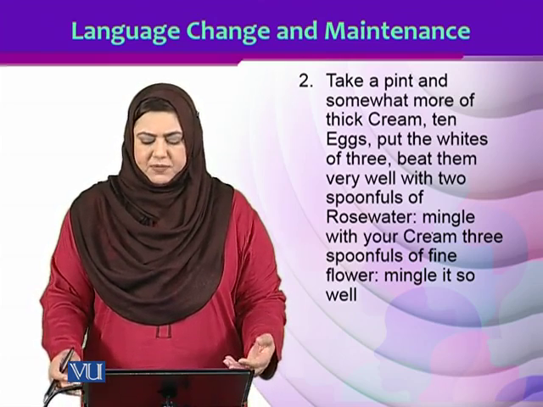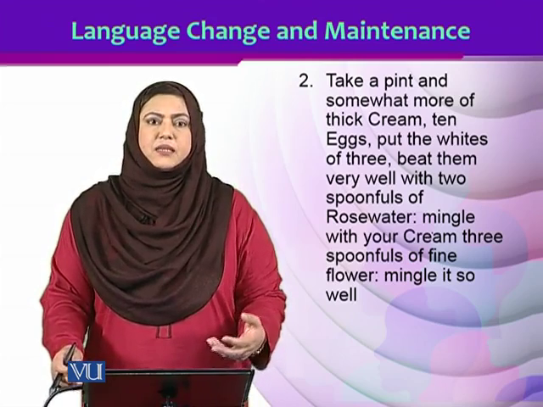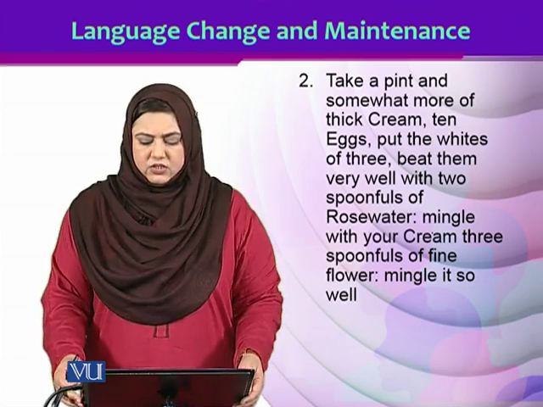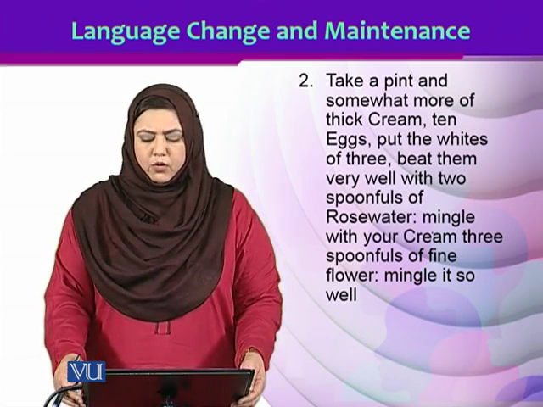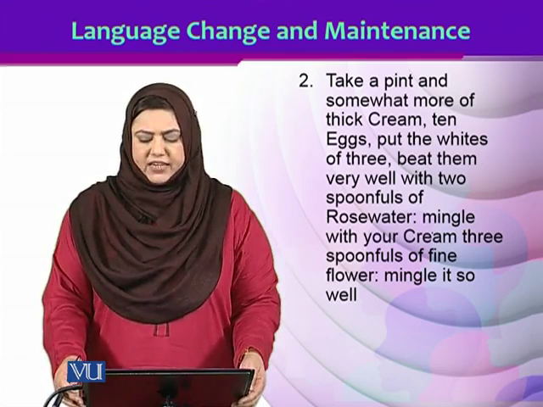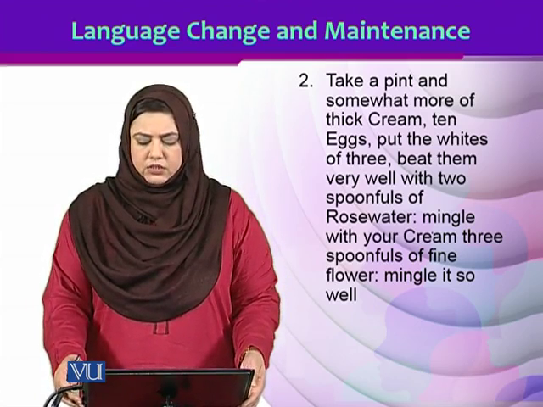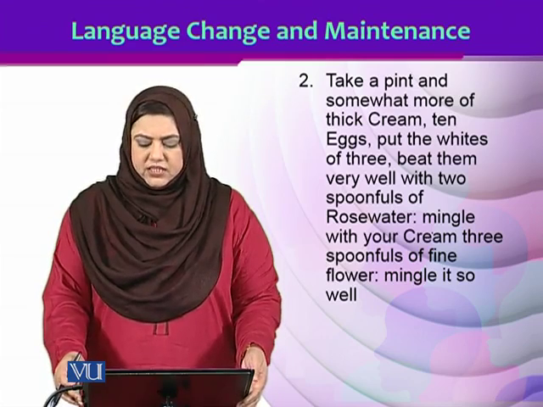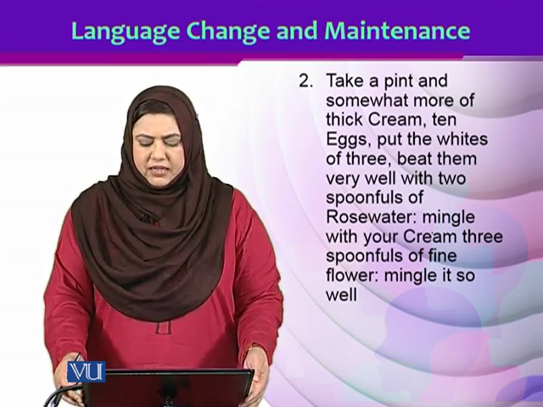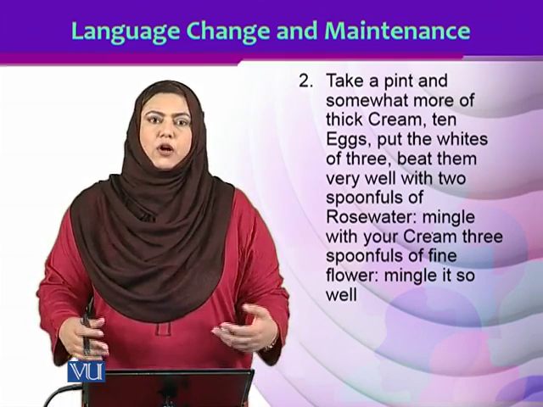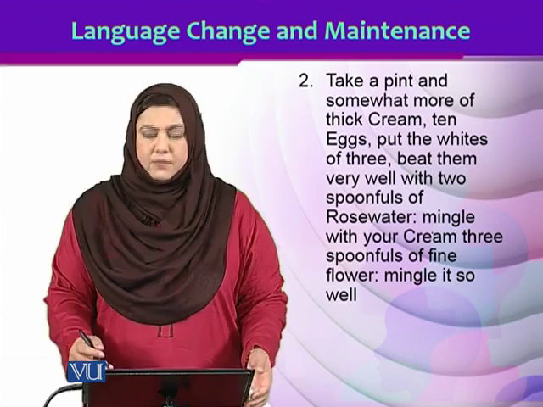It's the same recipe. This is the second recipe that is now given here in early modern English. Take a pint and somewhat more of thick cream, 10 eggs, put the whites of 3, beat them very well with 2 spoonfuls of rose water, mingle with your cream 3 spoonfuls of fine flour, mingle it so well. So, it's readable. Early modern English is very easily readable.